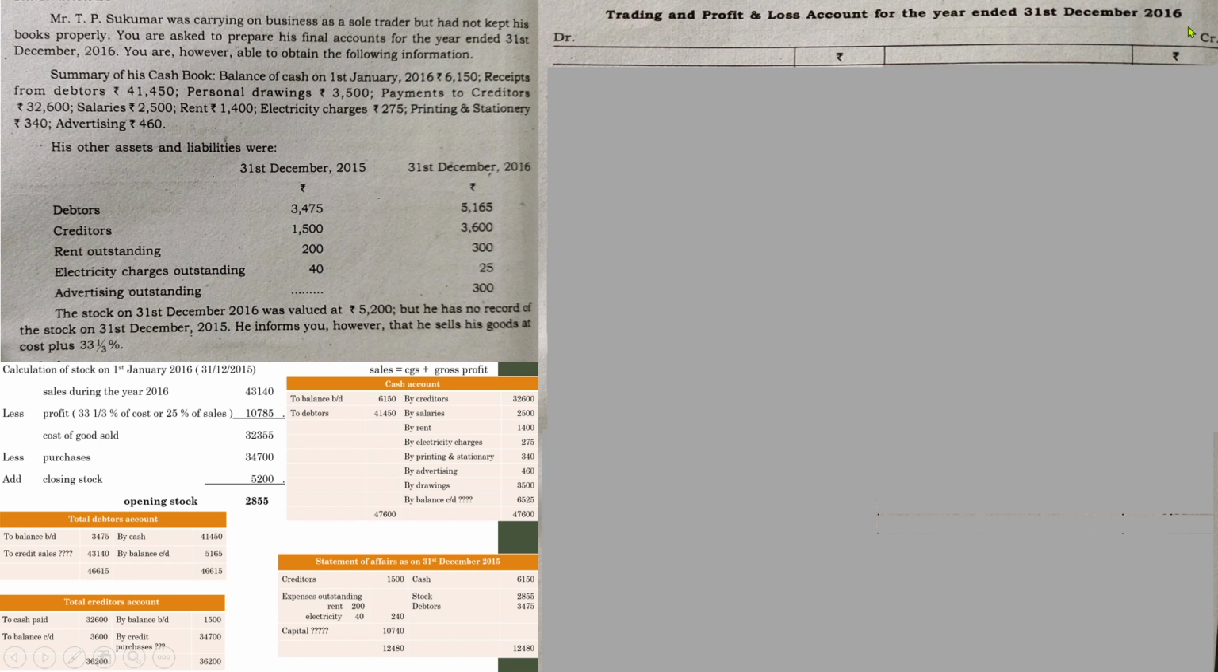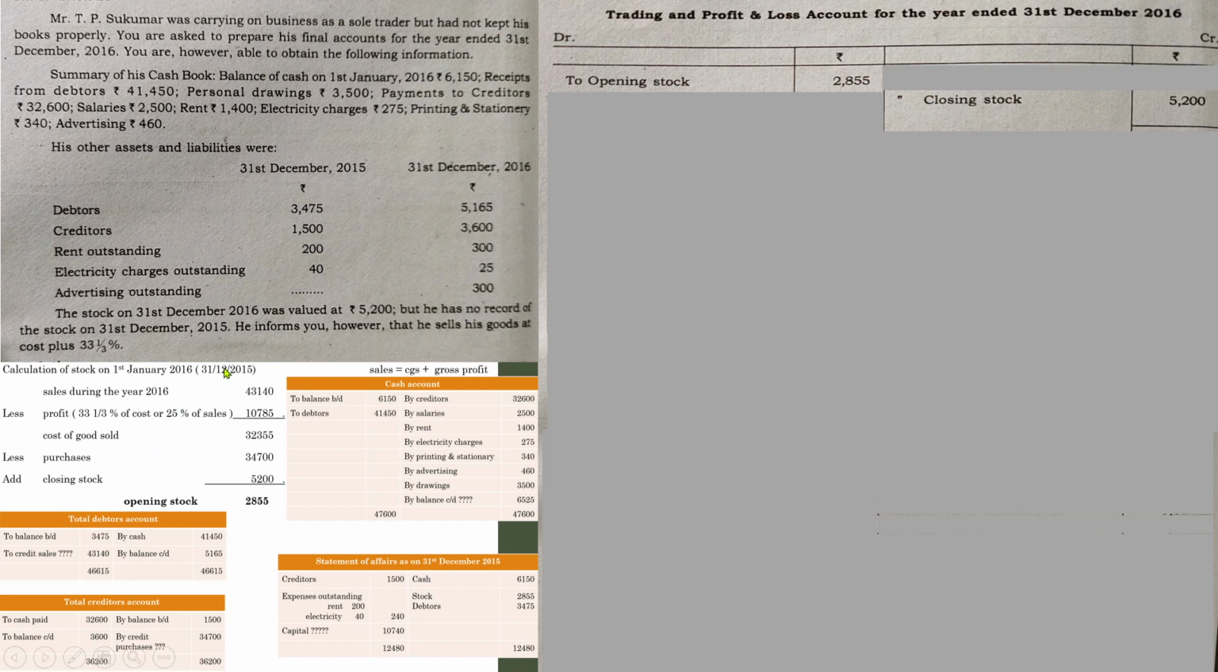We will begin with stock. We already found the opening stock, 2855. Closing stock is also given, 5,200. After that, for the next account which we have prepared, you can either go for the question part or you can go for the computation, in any order you may like. But the thing is, don't miss any of the items. You have to go through all these details.